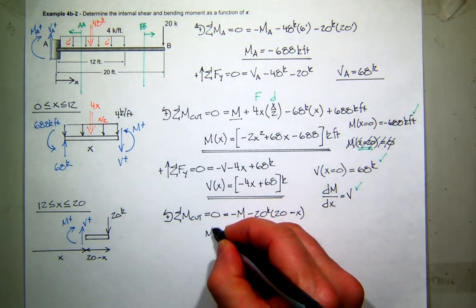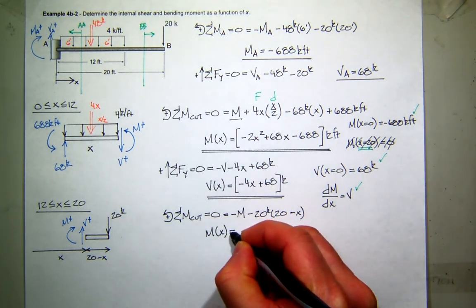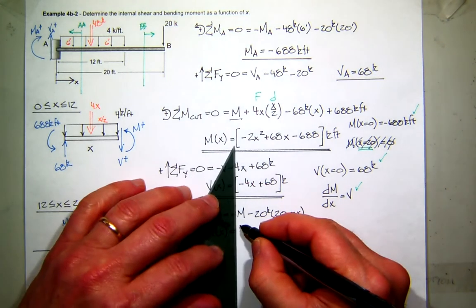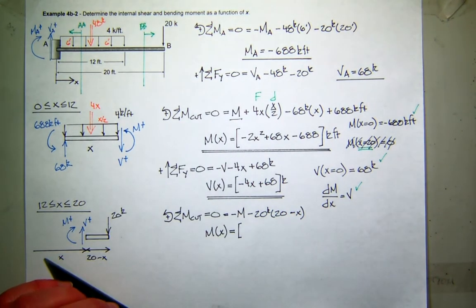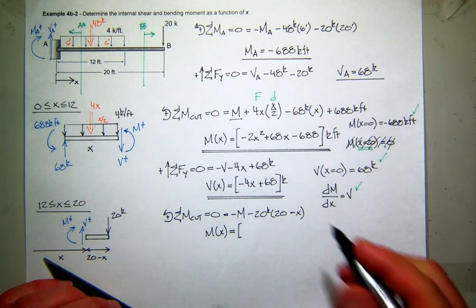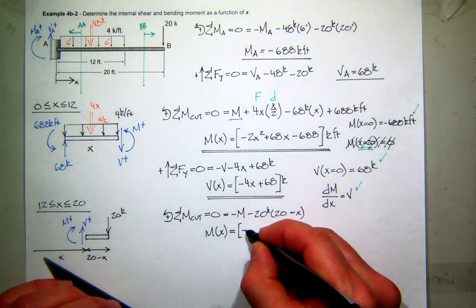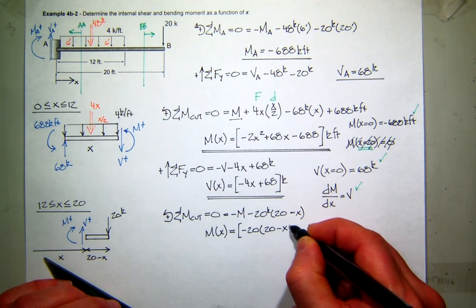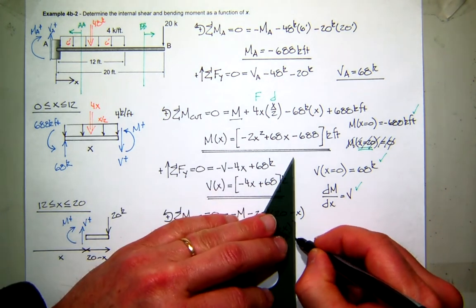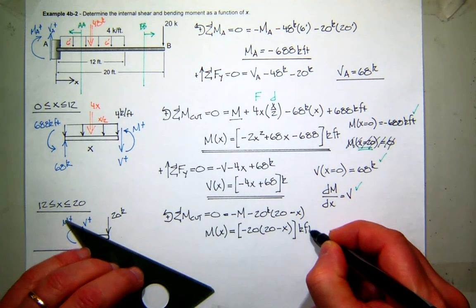So when I solve for the moment as a function of x, I get, let's see, I'll just write it this way, negative 20 times (20 minus x), and that all has the units of kip feet.